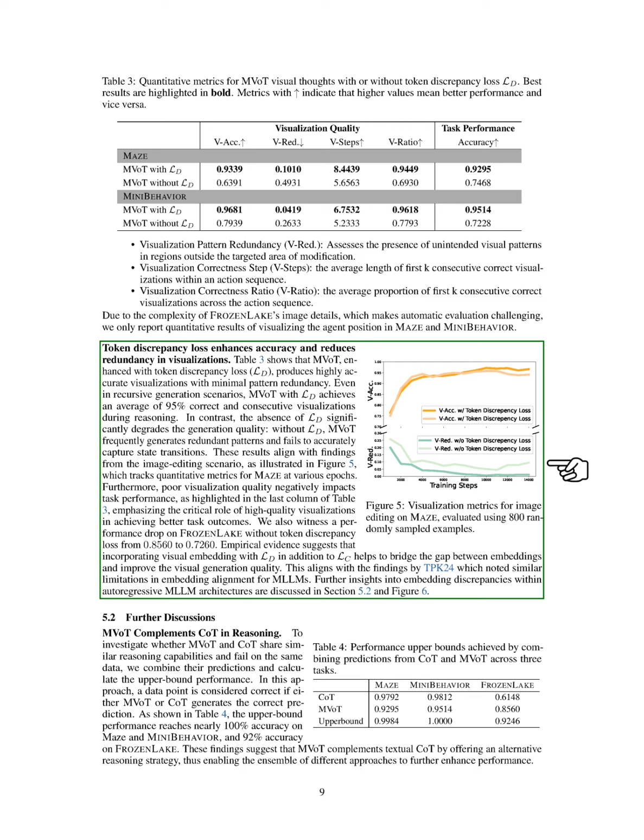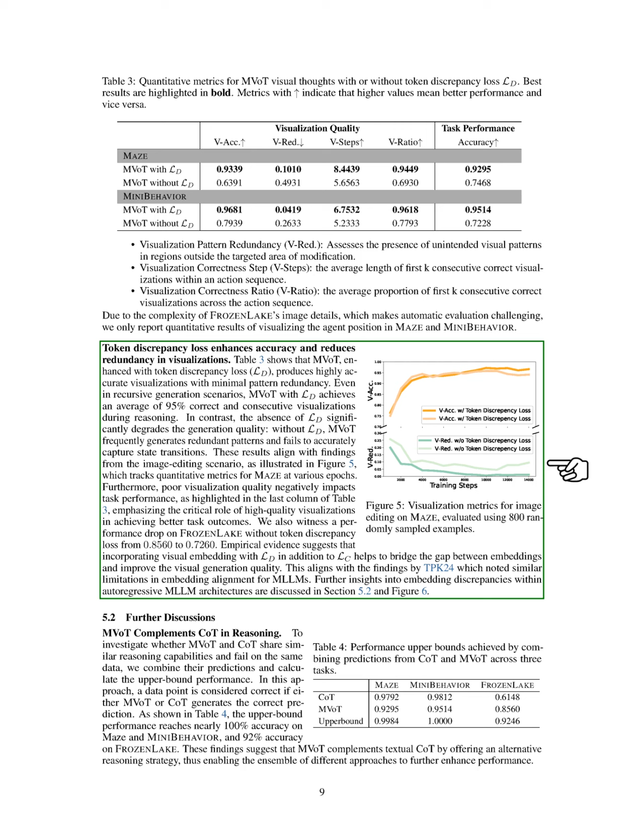These results are consistent with our findings in the image editing scenario, as shown in our figures, which track metrics for maze over different epochs. Additionally, poor visualization quality negatively affects task performance, as indicated in our table, underscoring the importance of high-quality visualizations for better outcomes. We also observe a performance drop in FROZENLAKE without token discrepancy loss, from 0.8560 to 0.7260.